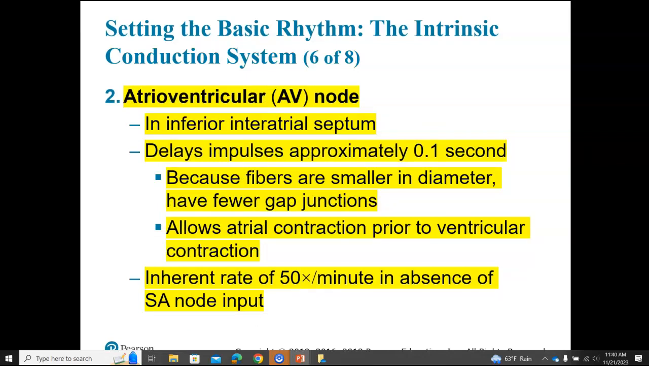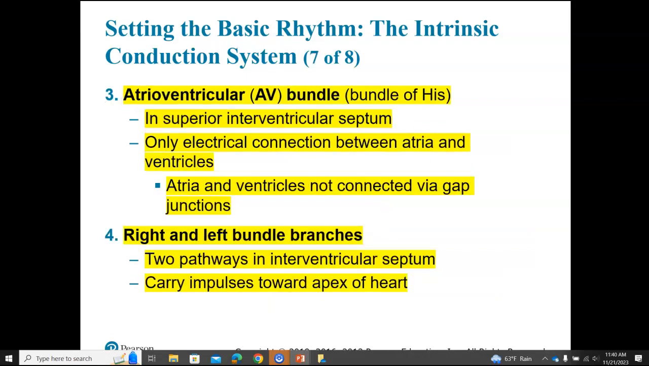Then the AV node delays the impulse for about 0.1 seconds to allow the atria to contract and empty blood into the ventricle. The AV node has a slower rate of about 50 beats per minute in the absence of the SA node. So if there was something wrong with the SA node, your heart would still beat. It would just beat slower.